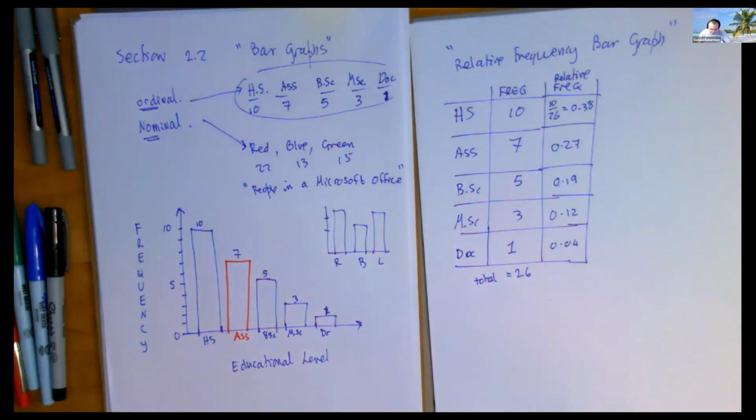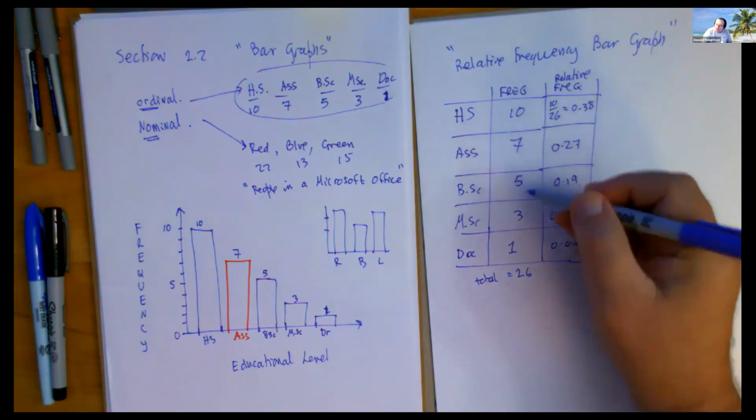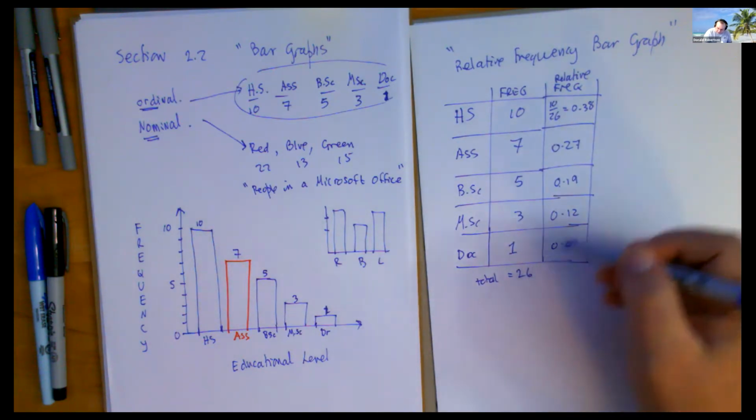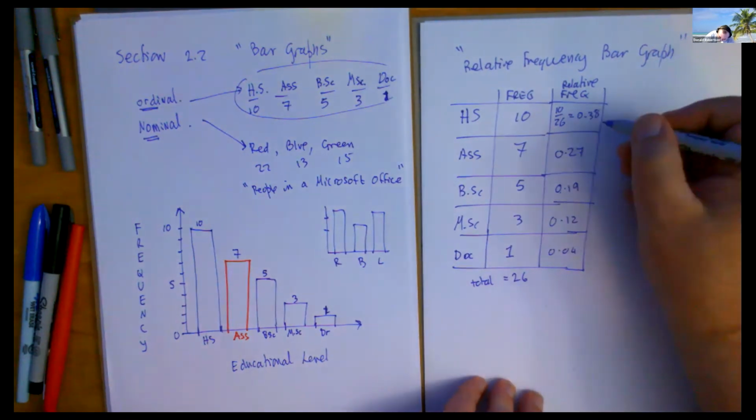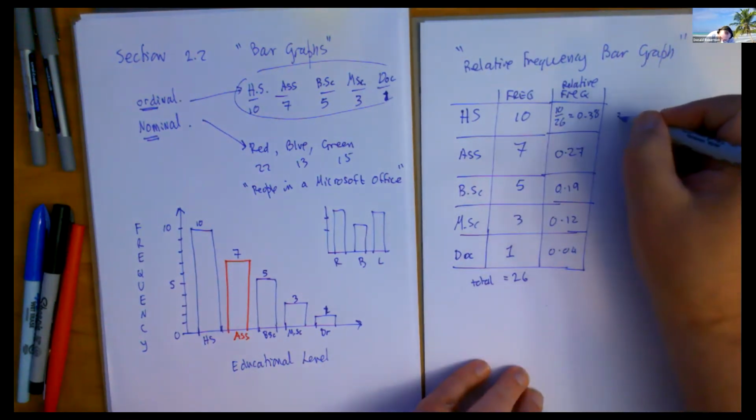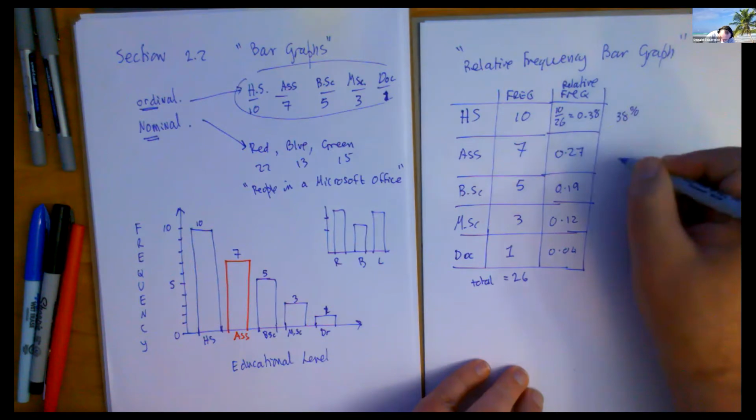So when you do a relative frequency, you just basically find out what fraction each one is out of the total, in this case 26, and convert that into a decimal. Now, decimals are good. You can also do a flavor of that.